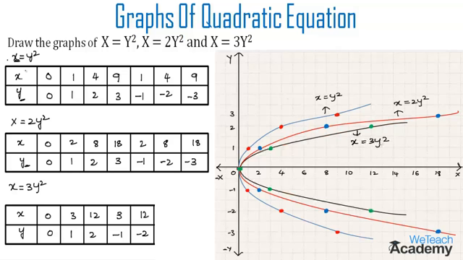And now let us discuss some important features of the curve of the form x is equal to my square. So we observe that the curve of the form x is equal to my square intersects at the origin and lies in the first and fourth quadrant and is symmetric about the x-axis. So this was a basic introduction on how to solve such examples on the graphs of quadratic equations.